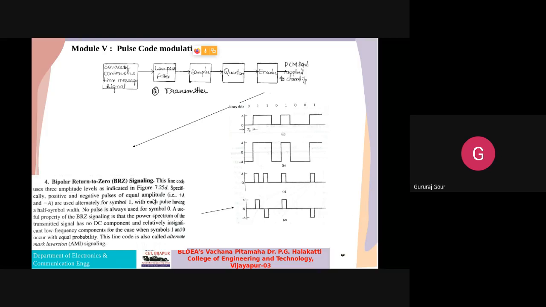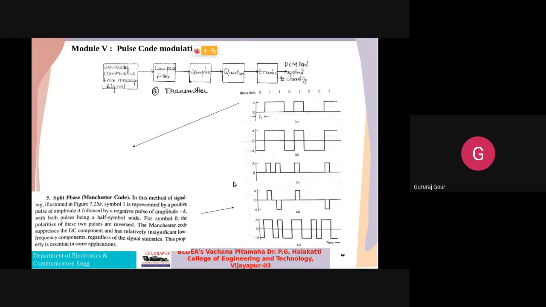Specifically in bipolar RZ signaling, positive and negative pulses of equal amplitude are alternately used for symbol 1, with each pulse having half symbol width. No pulse is used for symbol 0. Hence, this useful property of bipolar RZ signaling, that is, the power spectrum of the transmitted signal has no DC component, so no power loss, and relatively insignificant low frequency components for the case when 1 and 0 with equal probability are used. Hence, this coding is also known as alternate mark inversion signal.